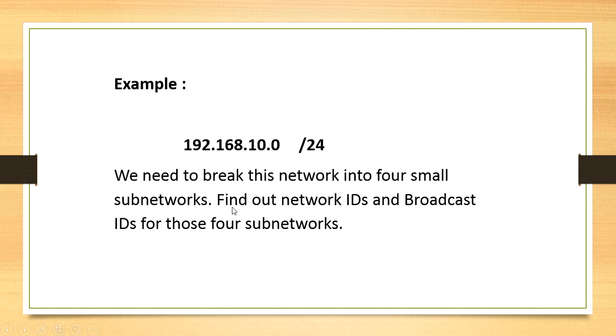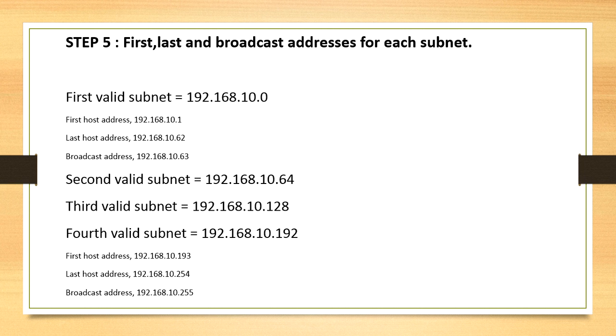It asked us to find out network IDs and broadcast IDs for those 4 subnetworks. Now in the last step we can find out first and last host address and broadcast address for each subnet. We got 4 subnets. The first valid subnet was 192.168.10.0, that is the subnetwork ID, and the first host address for that first valid subnet will be 192.168.10.1. In between, 1 to 2 to 3 till 62, will be the host addresses.